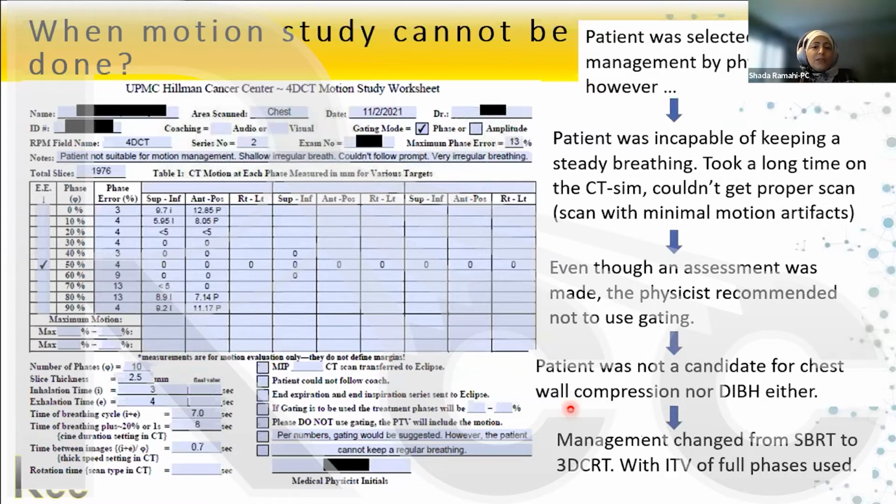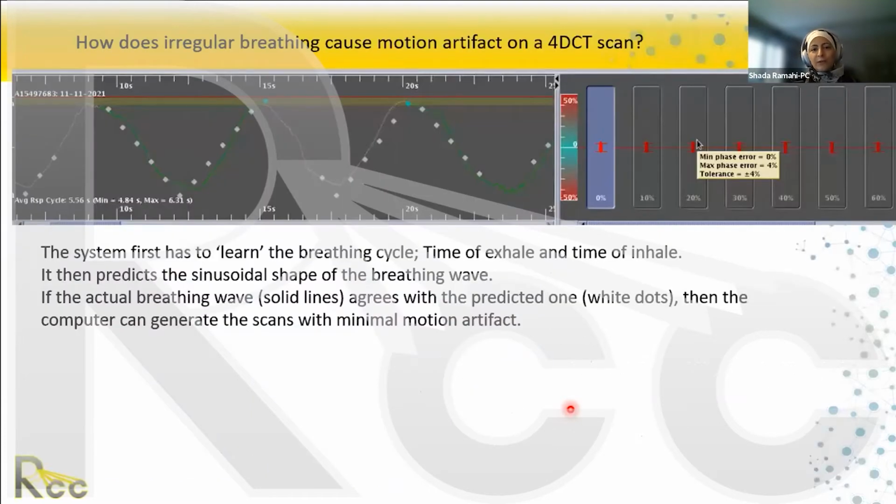I cannot do a motion study on this patient. For whatever reason, we cannot compress his abdomen, cannot tolerate it, he cannot take a breath hold. So then you let us know, you let the physician know, and then they ultimately make the clinical decision. So now we're talking about phase error, and we're talking about what is a good 4D CT scan.